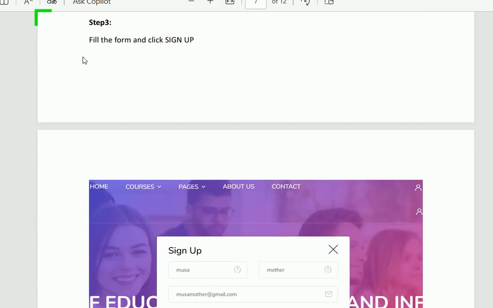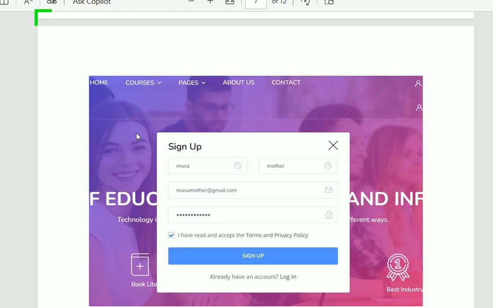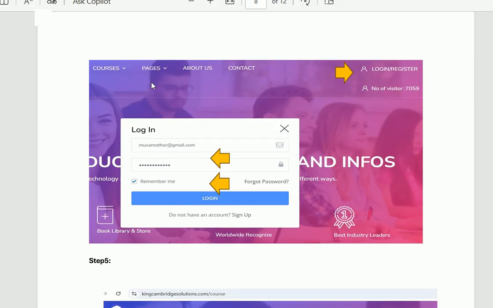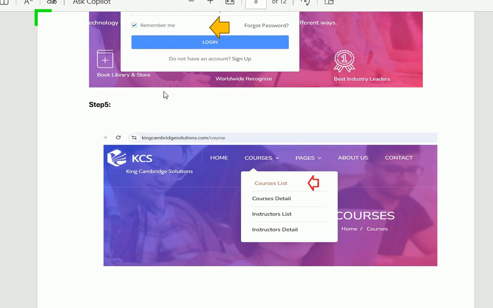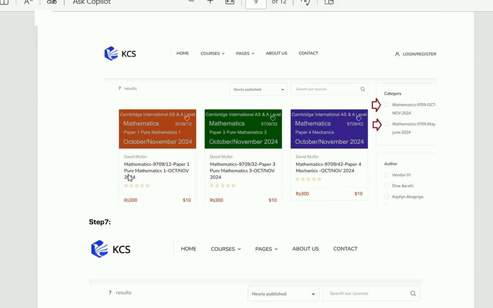In step 3, when you click on sign up, this interface will appear. Fill in the fields with your email address and password and click on sign up. You will be signed up and logged in automatically, or you can log in manually on the website. After logging in, go to the course section and click on the course list. You will find all the courses on the website.